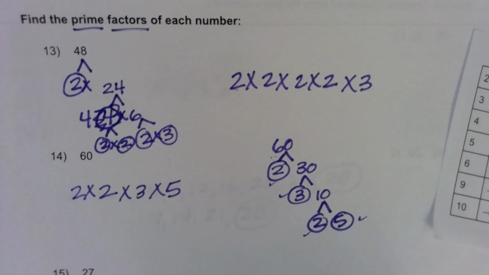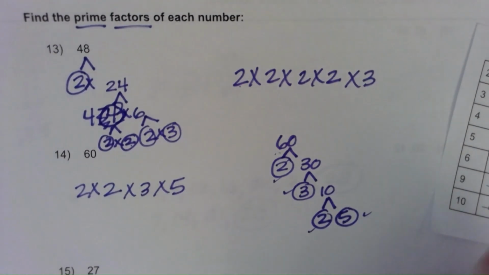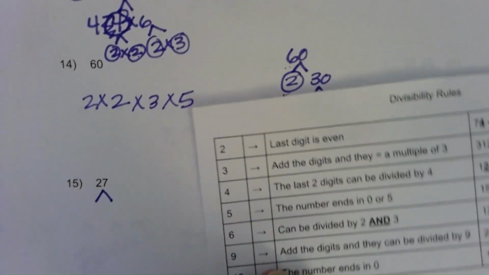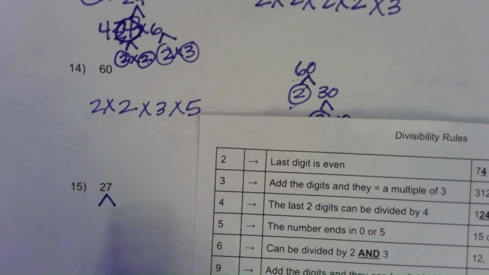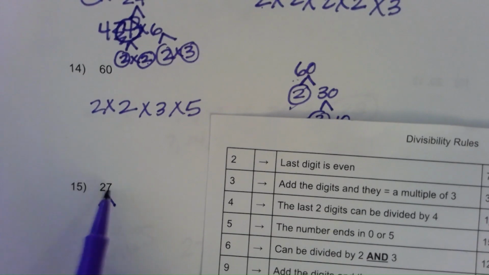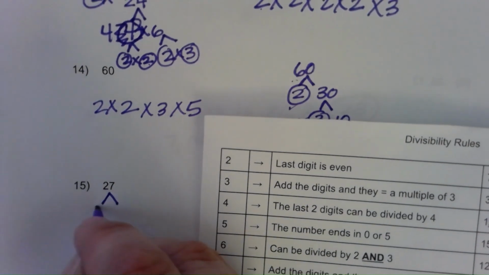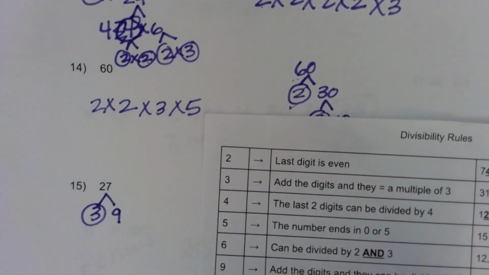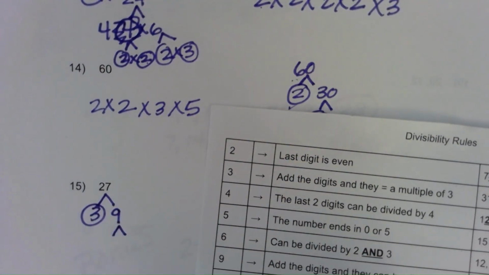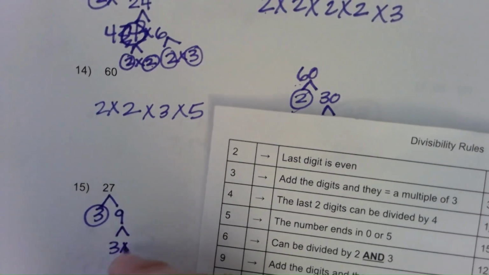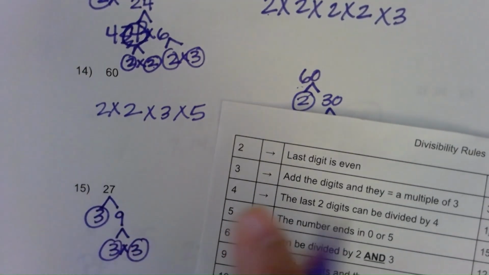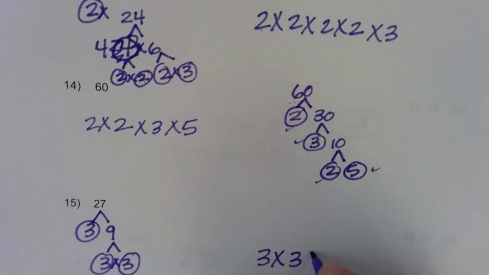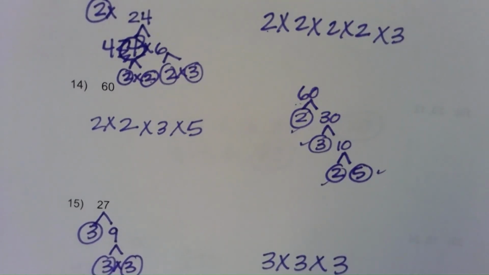Alright, 27. I look at these divisibility rules. Let me pull this up here. The last digit's not even. 2 plus 7 is 9, so 3 works. So we could do 3, and that's 9. 3 is prime. 9 is 3 times 3. Prime, prime, and you're done. So your answer is 3 times 3 times 3. Okay.